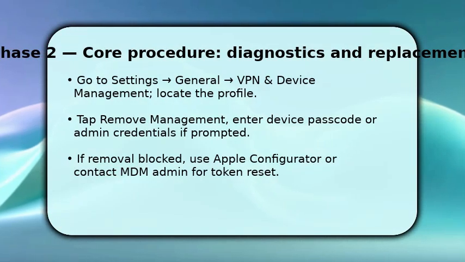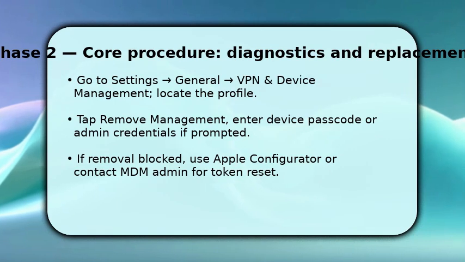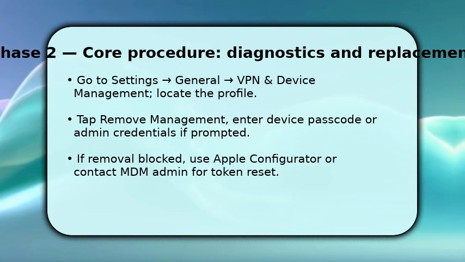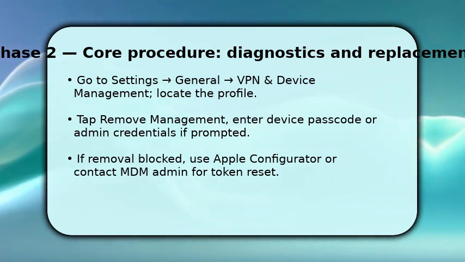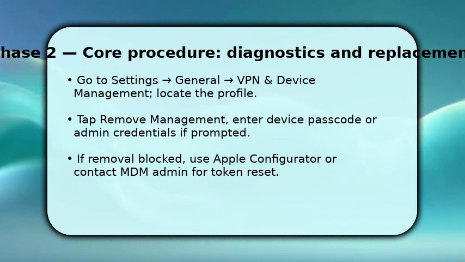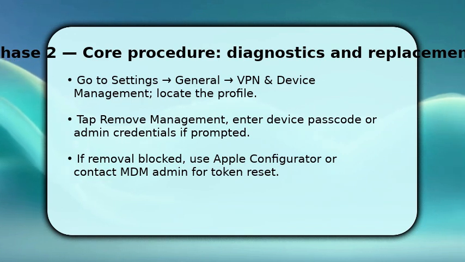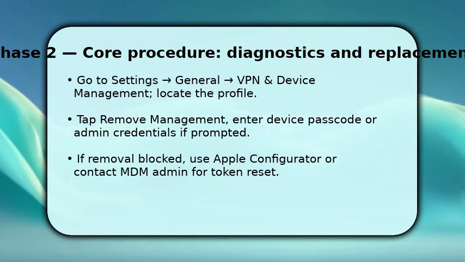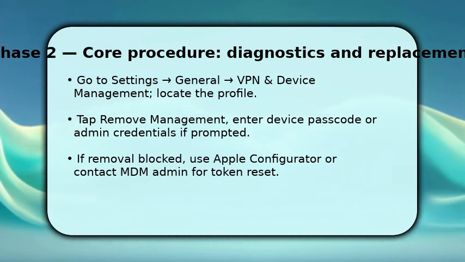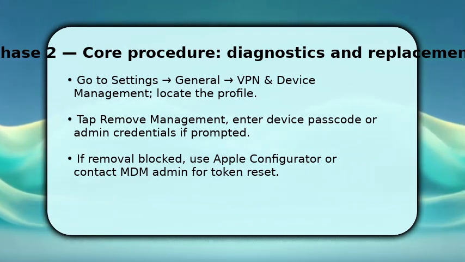You'll now remove and, if needed, re-enroll the MDM profile. Open Settings, then General, then VPN and Device Management. Identify the management profile. Tap Remove Management and follow prompts. Enter the device passcode or the admin password if asked, because removal is gated for security. If the profile refuses removal, it's usually a server-side restriction. Use Apple Configurator on a Mac to restore or request the MDM admin revoke the enrollment token. Make sure to keep the device online throughout these steps to avoid sync errors.